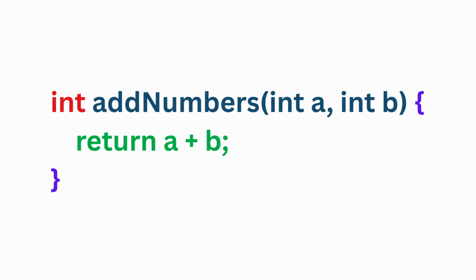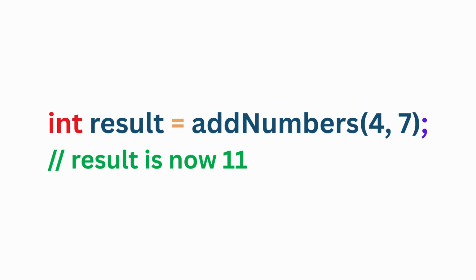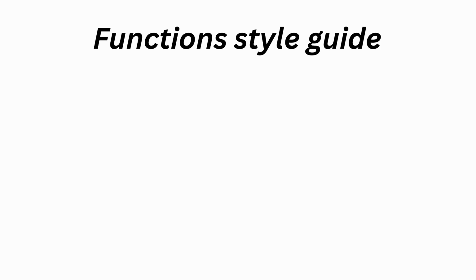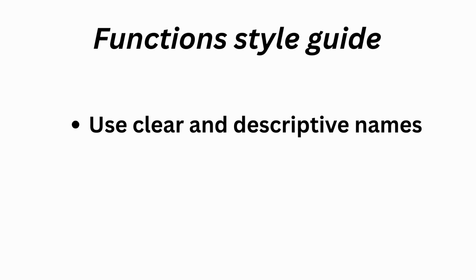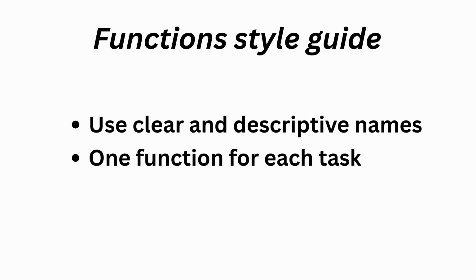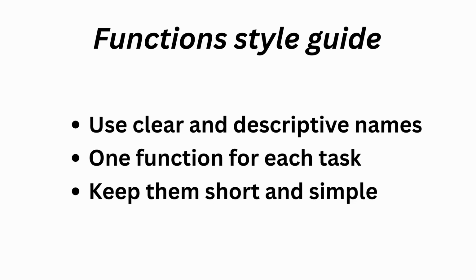For example, add numbers gets 2 integers, sums them up, and returns the result. So if we call it passing the numbers 4 and 7, we'll get 11. When working with functions, it's important to follow some basic rules. Give functions clear, descriptive names like read temperature, turn on fan, or calculate average. Keep functions focused on one specific task. Try to keep them short and simple.